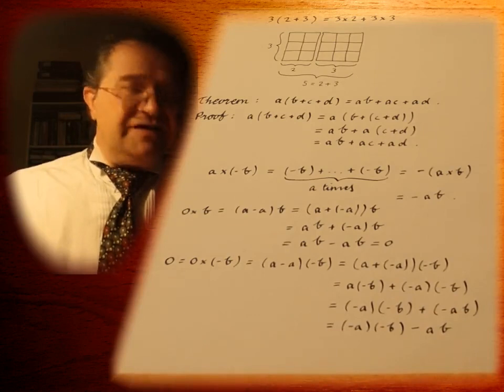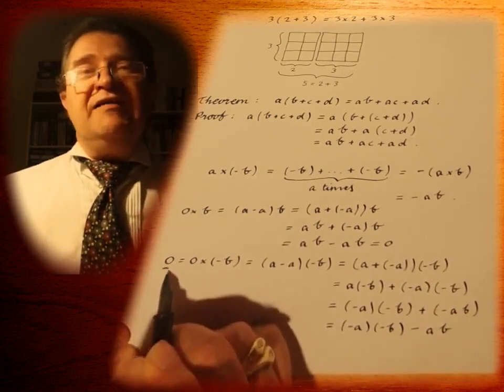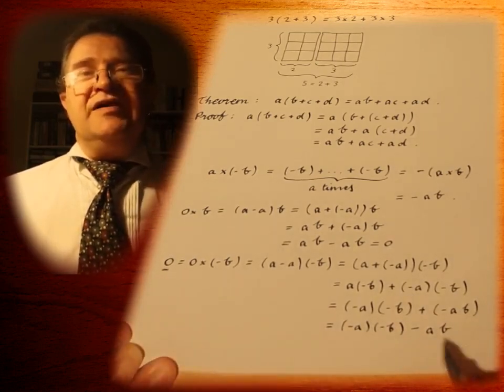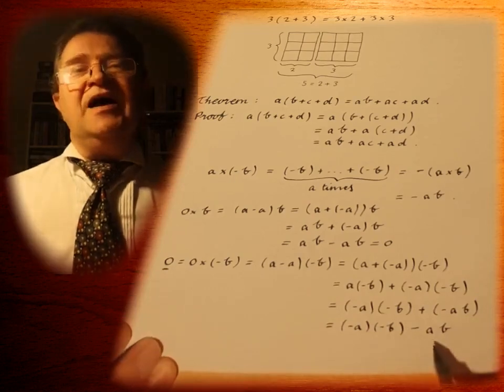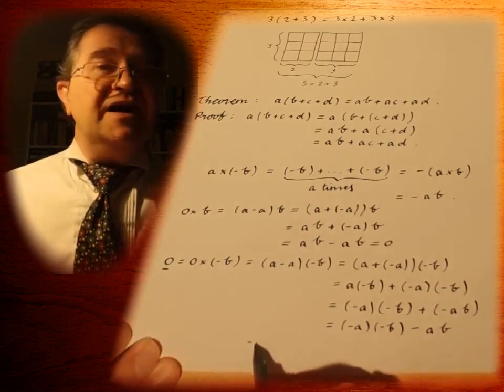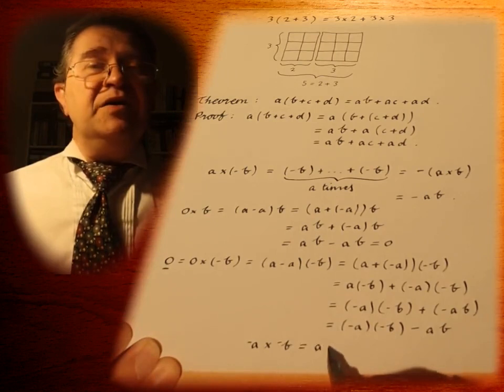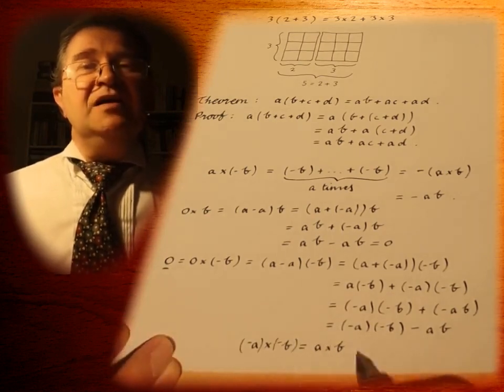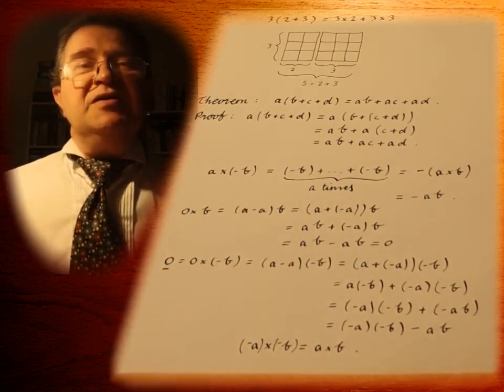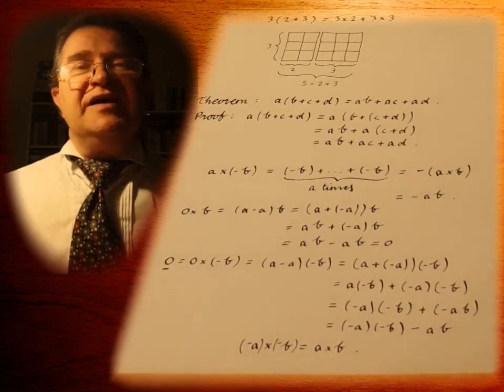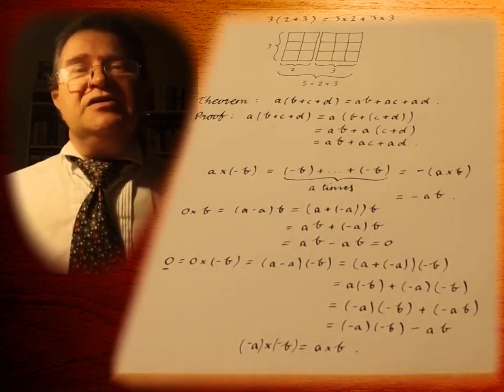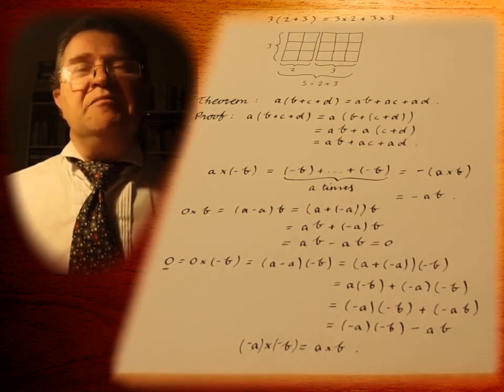And remember that this is 0, so we must have that these two things that we're subtracting from each other must be the same, i.e. minus a times minus b is plus a times plus b. And we see that the meaning of multiplying negative numbers together is the same result as multiplying the corresponding positives.